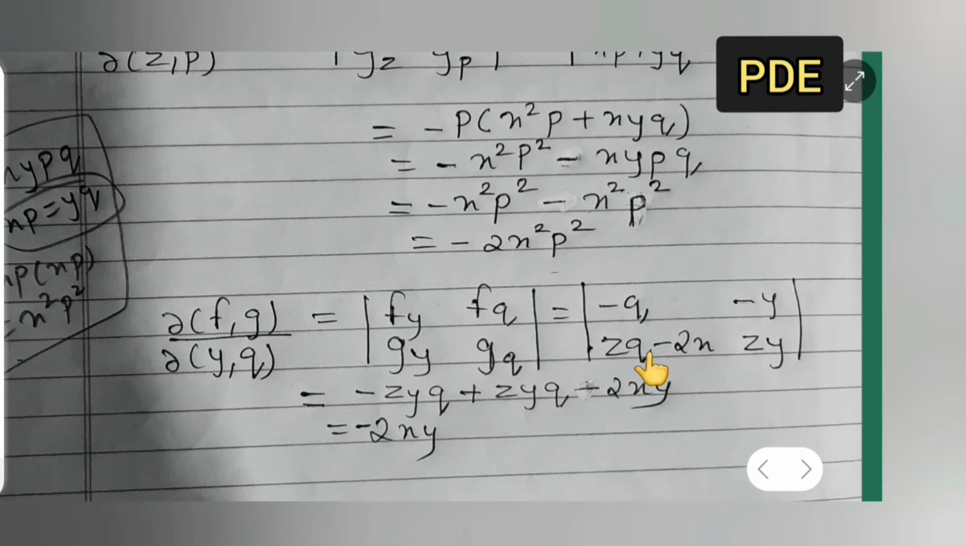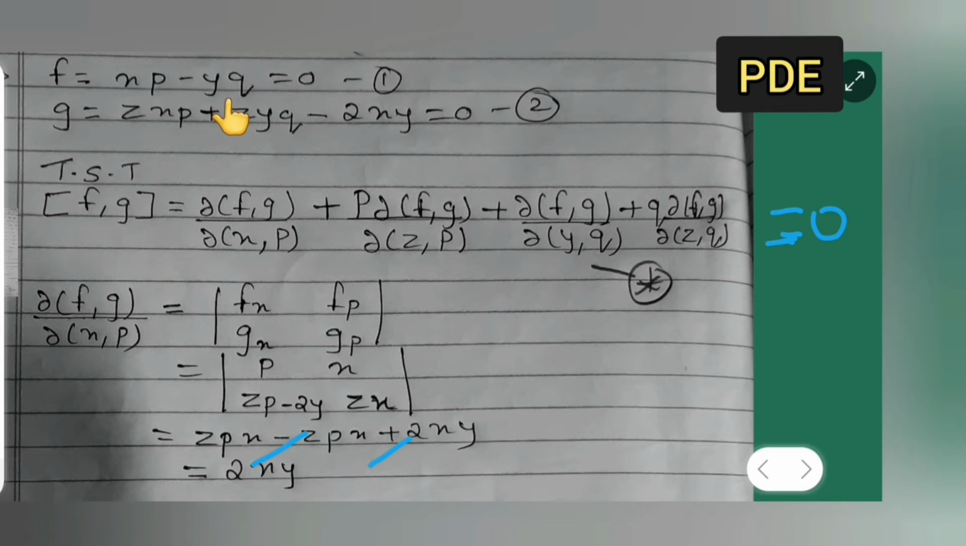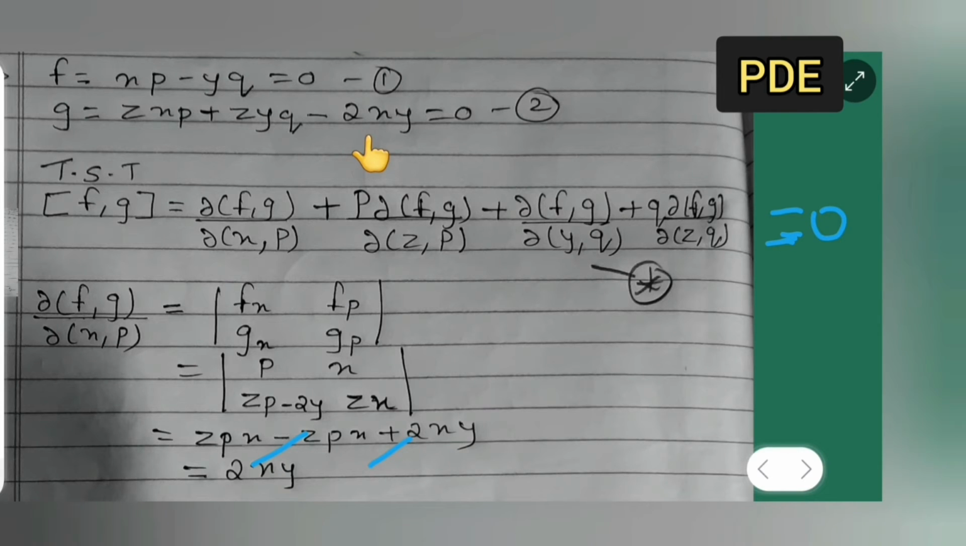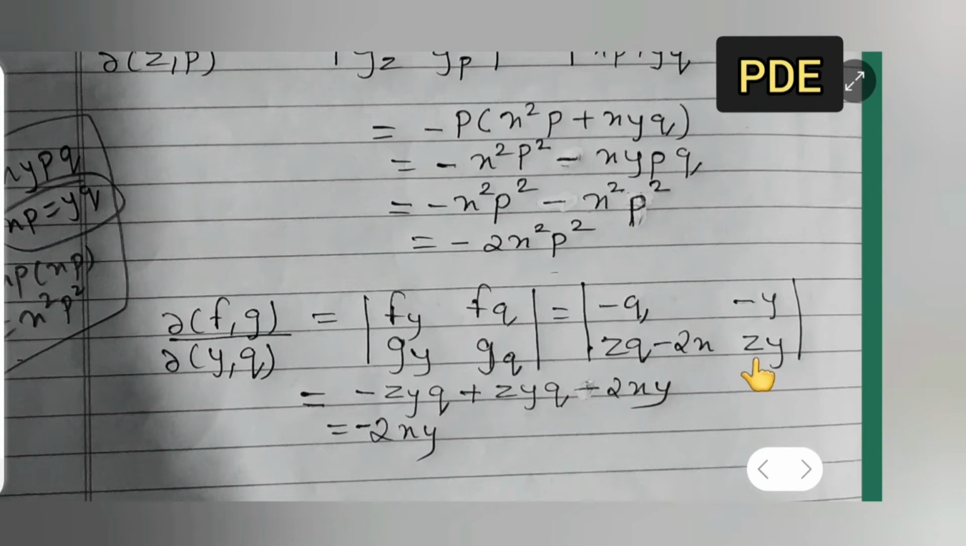Next, differentiate g with respect to y. What you all are going to get is zq minus 2x. Plug the value over here. Next, g differentiate with respect to q. What you are going to get is, q is there, so zy. So plug the value over here.